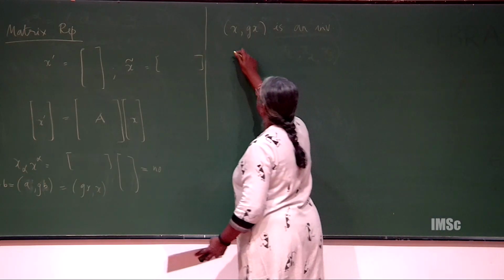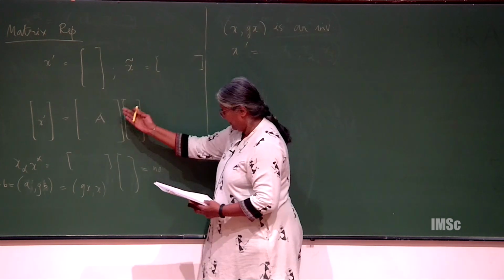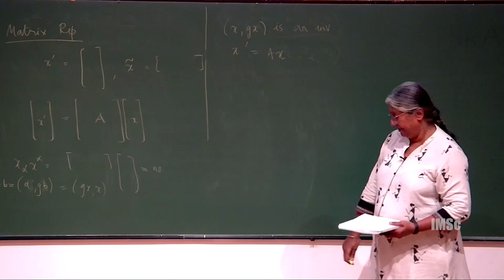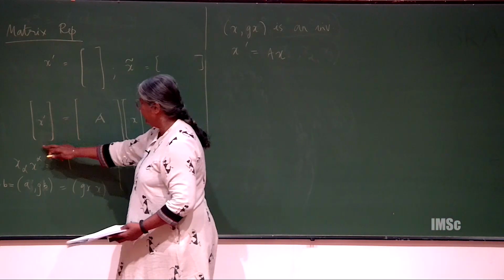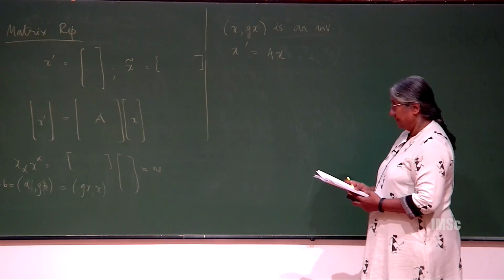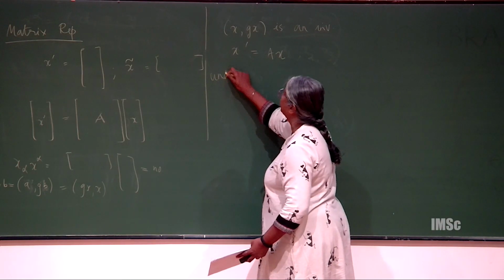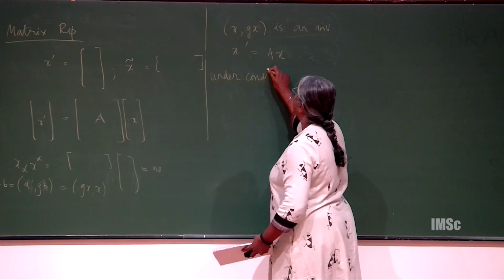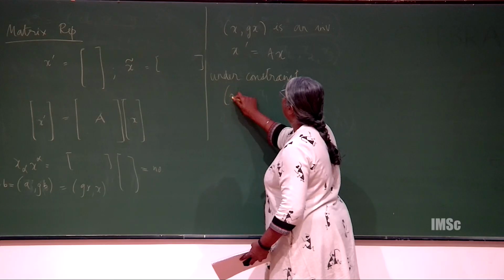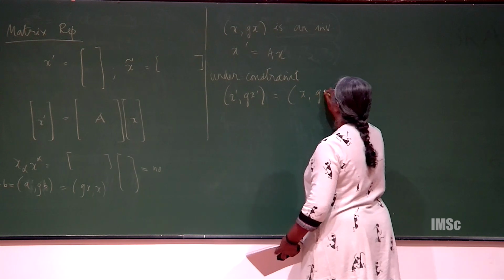So now let me write, x prime is equal to, what have I given it as? I have given it a name A. So A is a 4 by 4 dimensional matrix, I hope you can see that, right? If this is 4, then this is a 4 by 4 matrix. Okay. So now I know that under the constraint, what is the constraint? That x prime g x prime is equal to x g x.